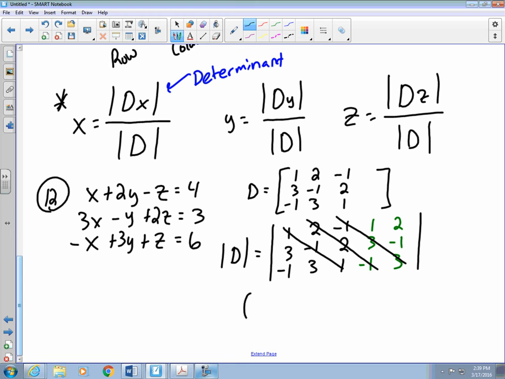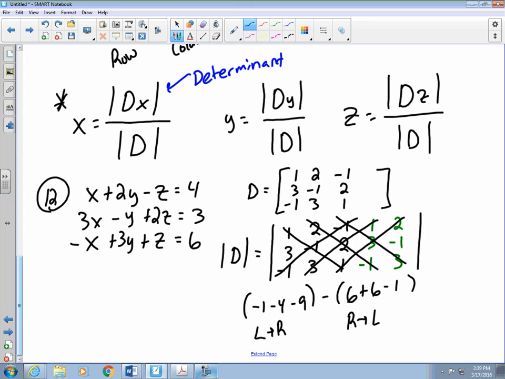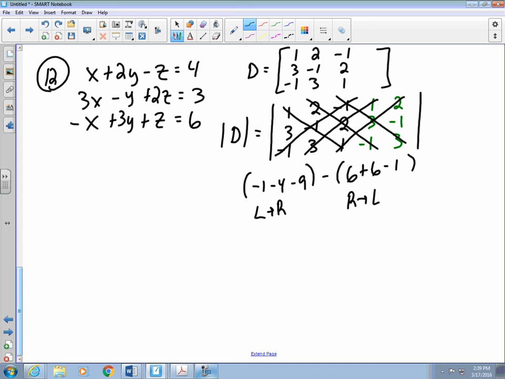So 1 times negative 1 times negative 1 is negative 1. 2 times 2 is 4, times negative 1 is negative 4. Negative 1 times 3 is negative 9. The key here is to do the product of the diagonals left to right first, minus the product of the diagonals right to left. So now we're going to go this way. 2 times 3 times 1, 6. 1 times 2 times 3. And negative 1 times negative 1 times negative 1. So we have negative 14 minus 11, which is negative 25. So that is the determinant of matrix D.